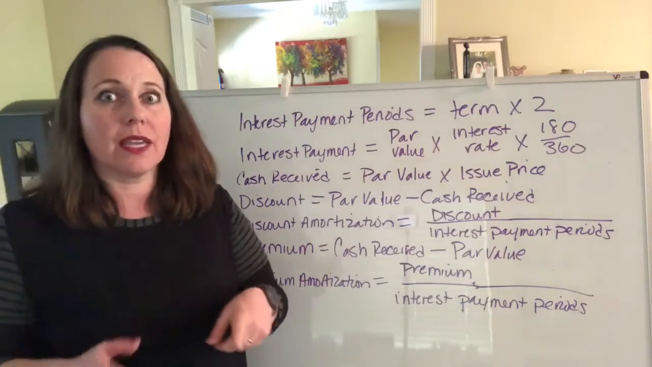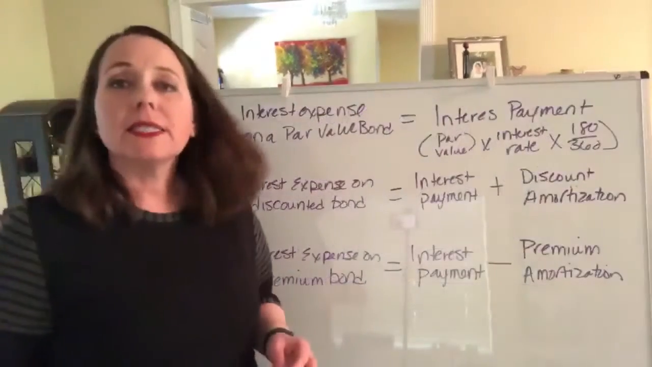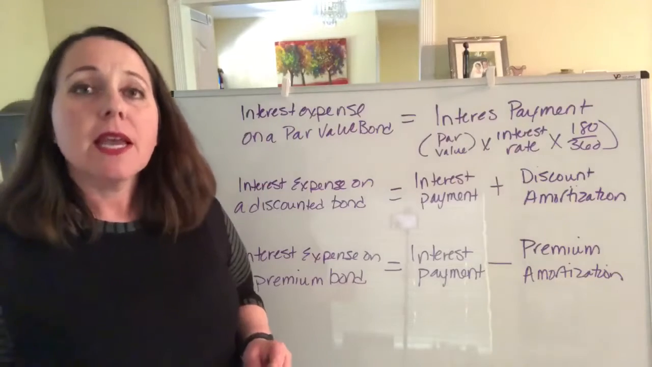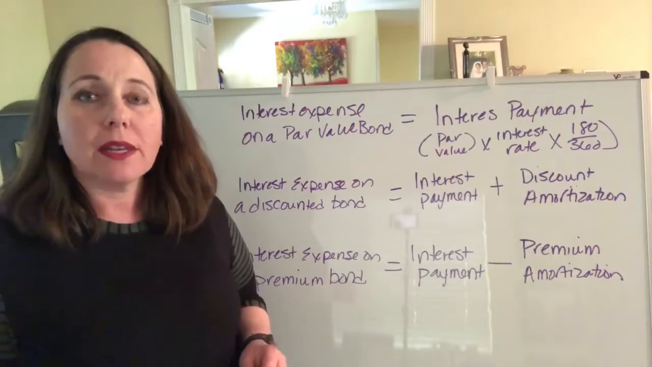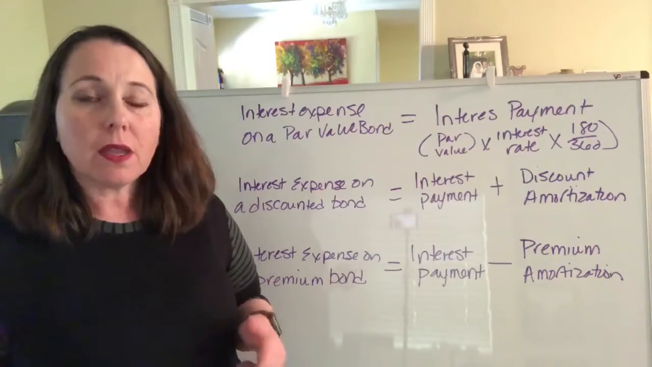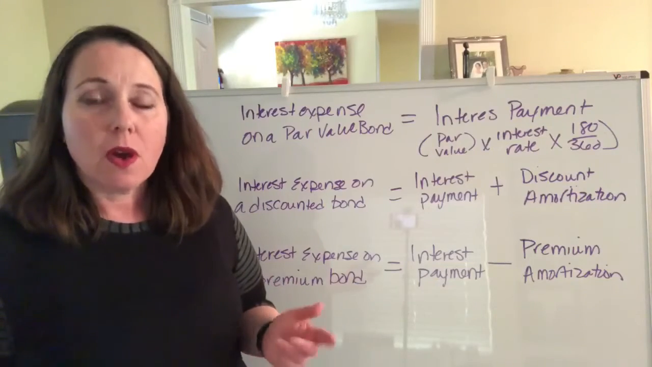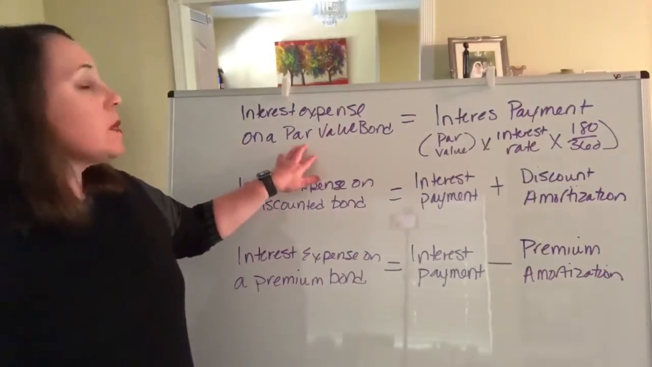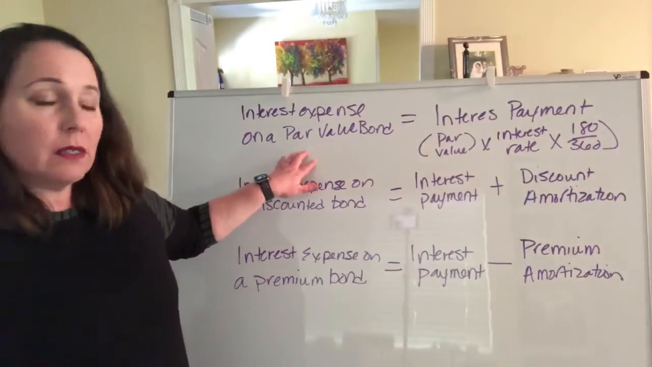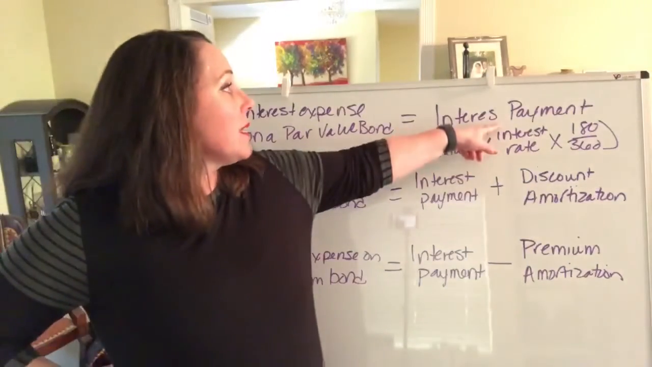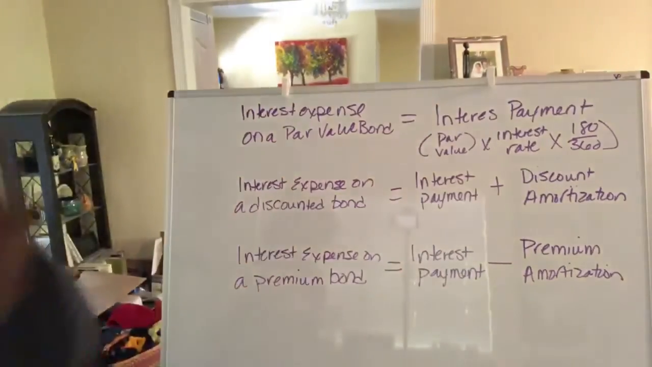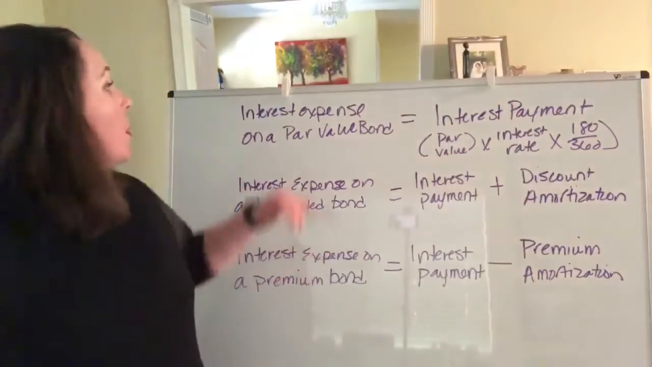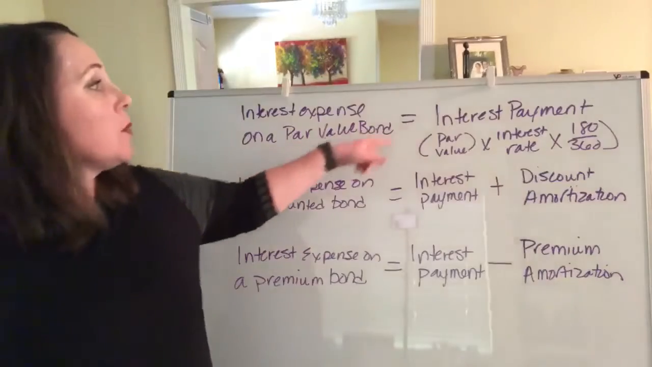Okay, next we're going to talk interest expense. Let's talk about interest expense. We have 3 different formulas for interest expense, depending on whether we're dealing with a bond that was issued at par value, a bond that was issued with a discount, or a bond that was issued with a premium. And the interest expense on a par value bond is just the same thing as the interest payment. Okay, so the interest expense on a par value bond equals the interest payment.